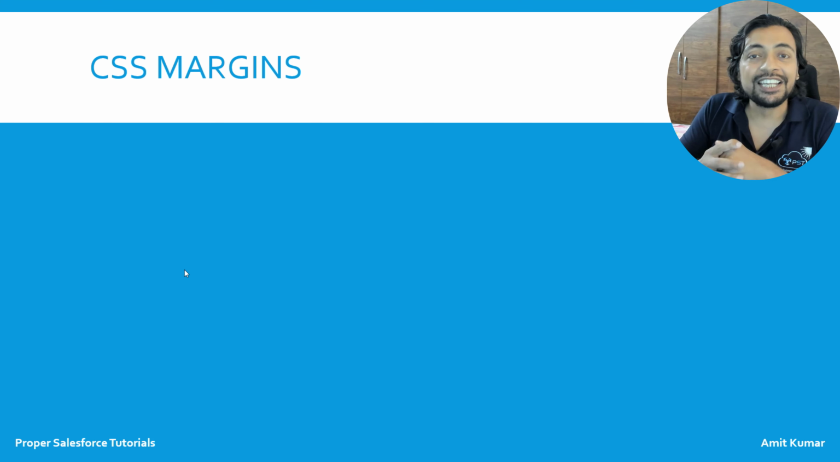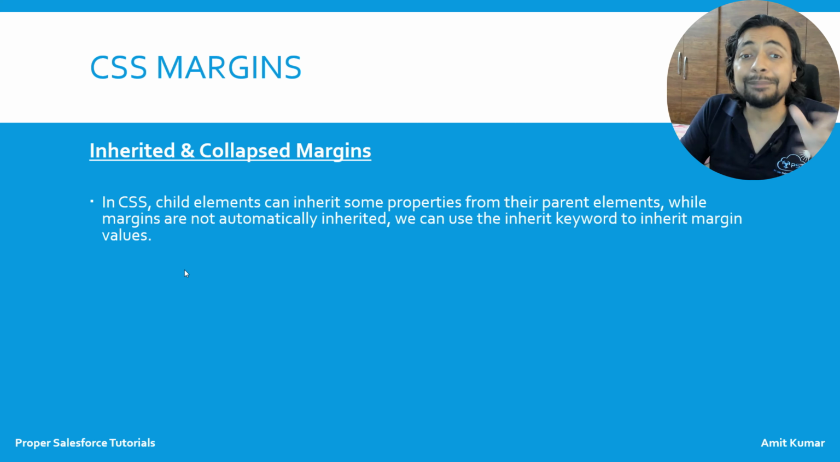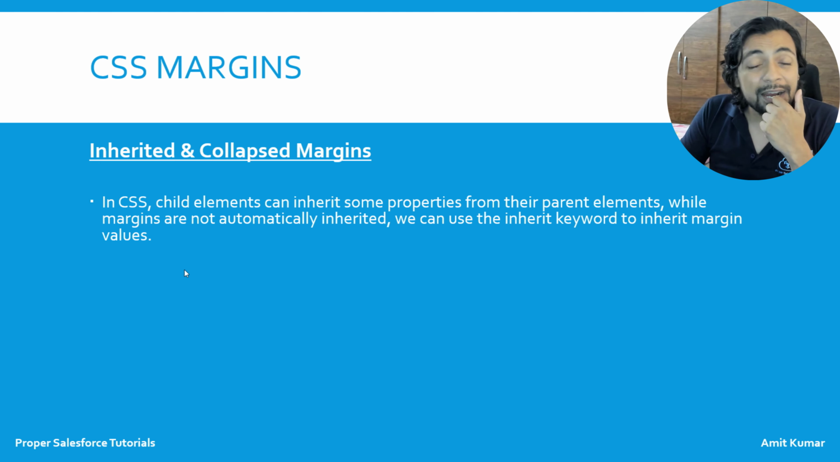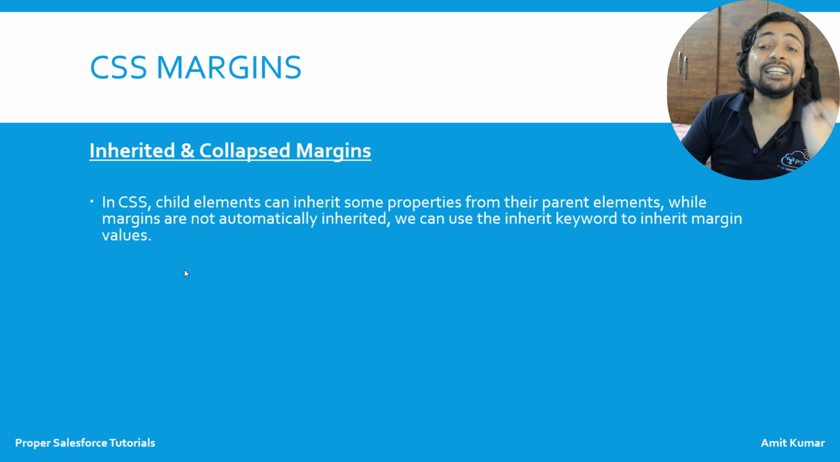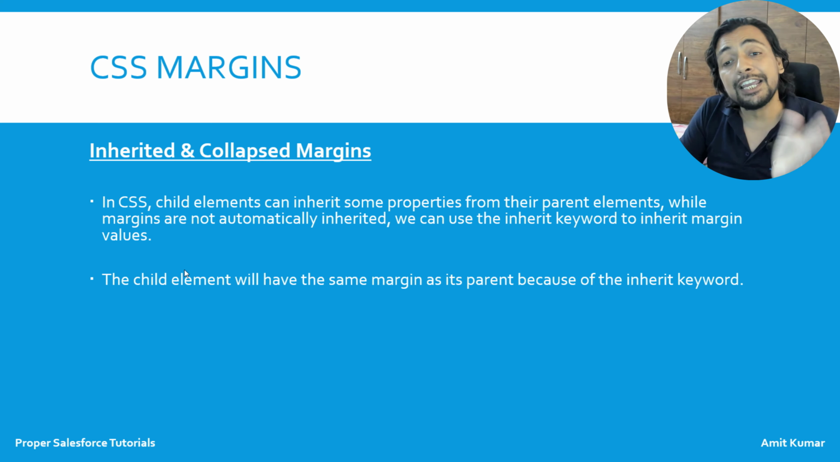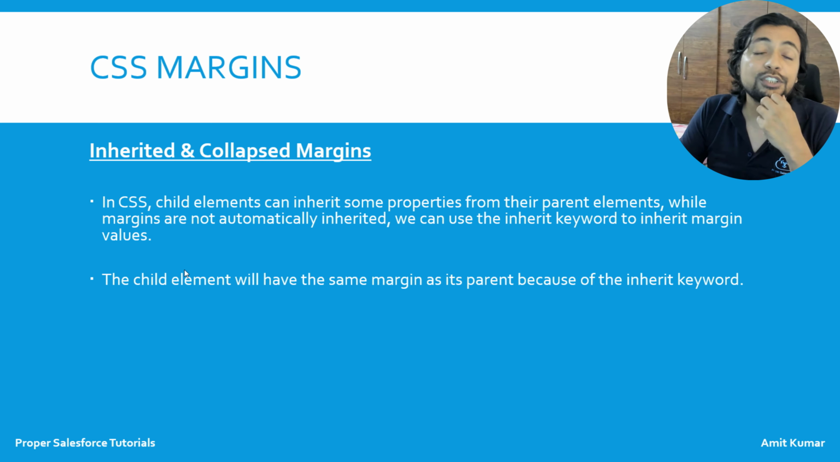Each margin property adds a layer of refinement in your design. So let's refine more by using collapsed and inherited margin. Now in CSS, child elements can inherit some properties from their parents. Unfortunately, margin is one of the properties which is not automatically inherited. So what if you want to inherit the margin property from the parent? The answer is very simple. You can use the inherit keyword as the value of the margin, and the child element will have the same margin as its parent because of the inherit keyword.